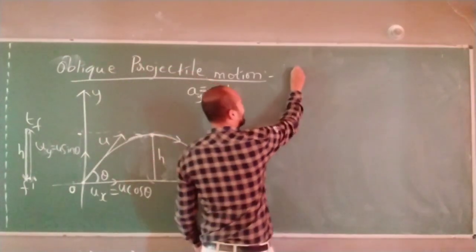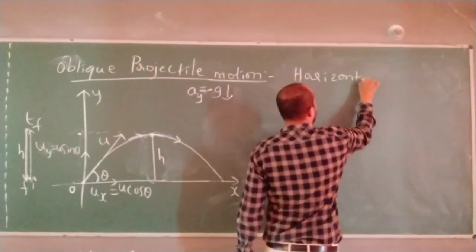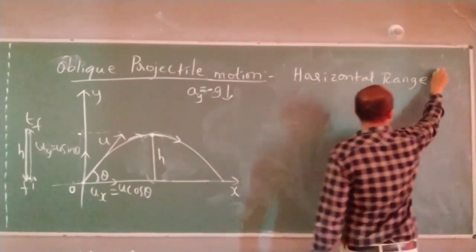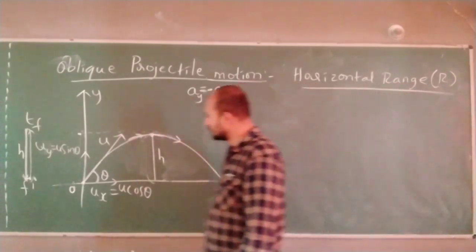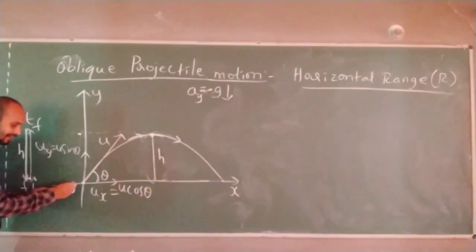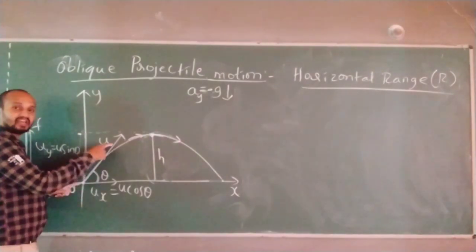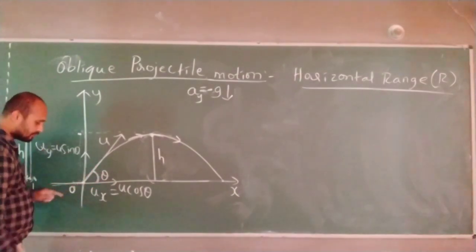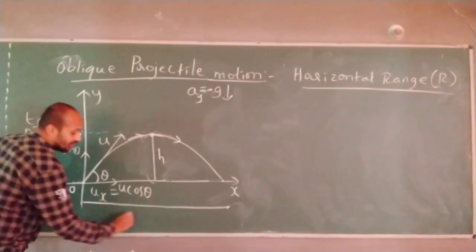Next we find the expression for horizontal range. What is that? Horizontal range of the projectile, that is R. What do you mean by horizontal range? The distance traveled by an object which is projected with initial velocity u having an angle of projection theta along x-axis. This is the horizontal range.